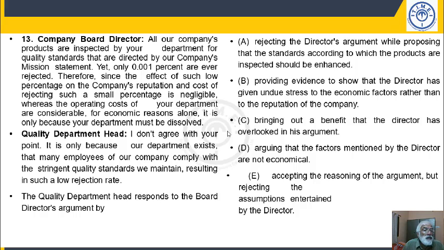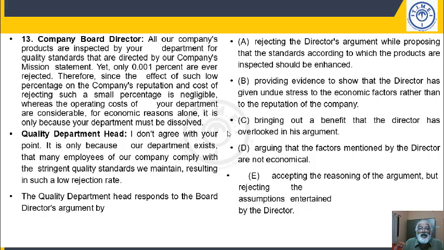So what is the quality department head's response? The company's board director has an argument that since rejections are low, we don't need you. This guy says rejections are low because we are around and people are in some sense scared of us, right? So he's actually giving you the reason why they should still be around and therefore countering the company board director's argument, right? So he's rejecting the director's argument while proposing that standards should be enhanced?